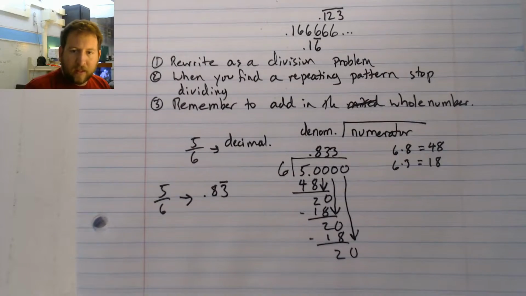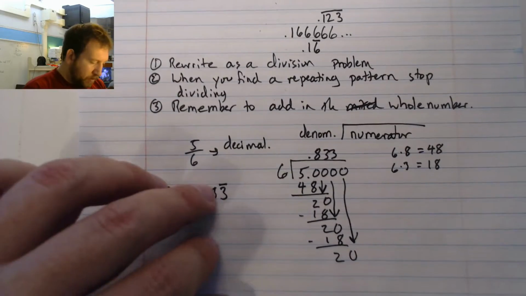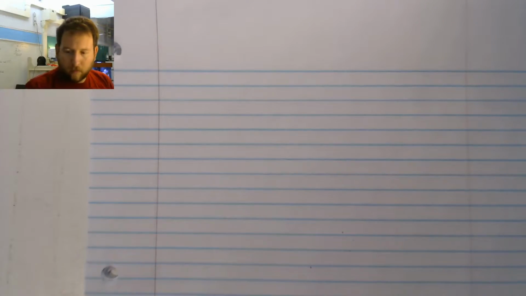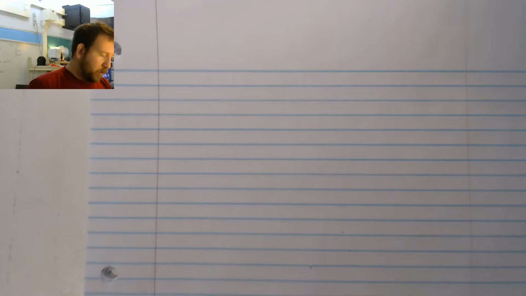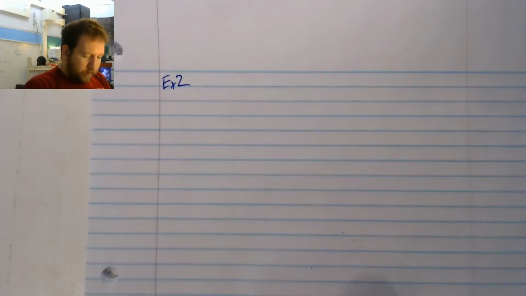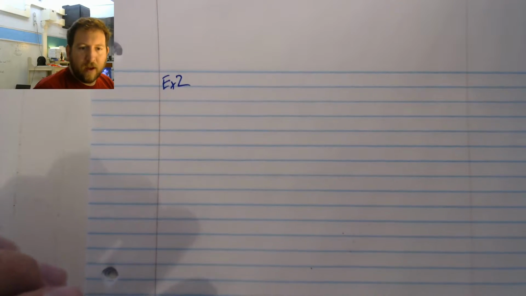Okay? Let's take a look at another example. Let's solve that problem with Jason and his babysitter. We're going to look at example 2. Recall that he had 385 thirds.